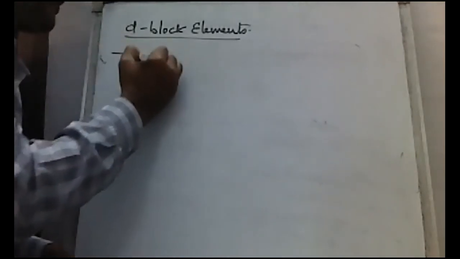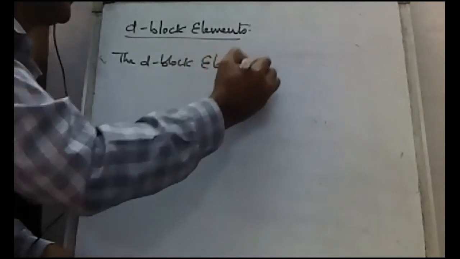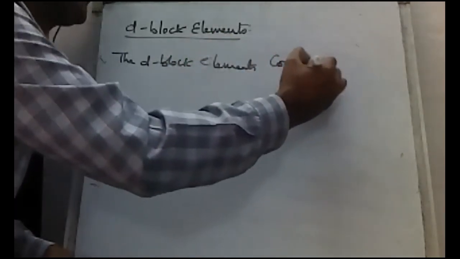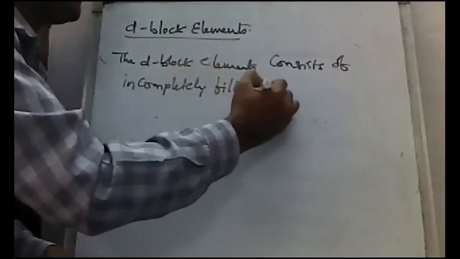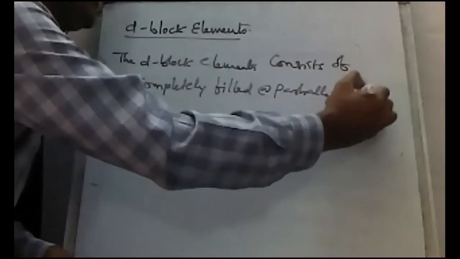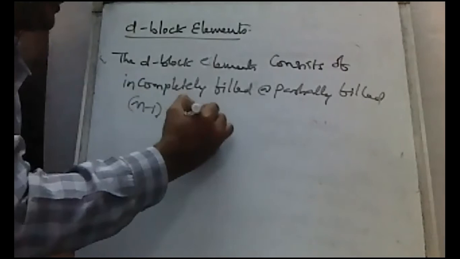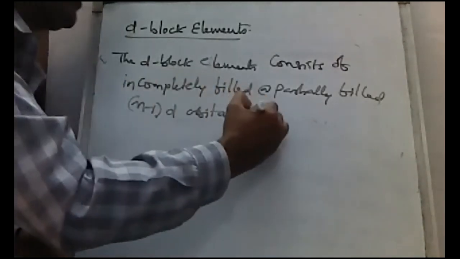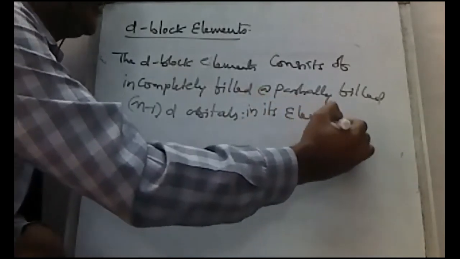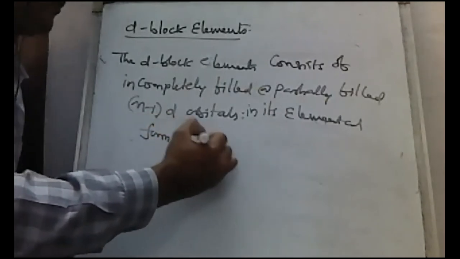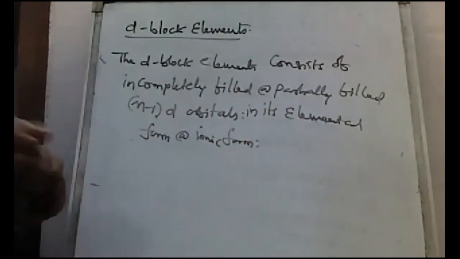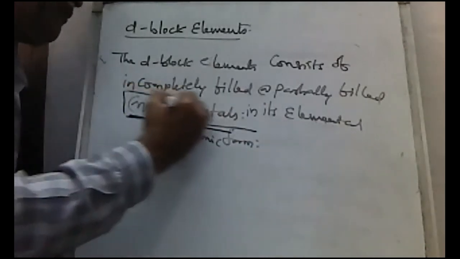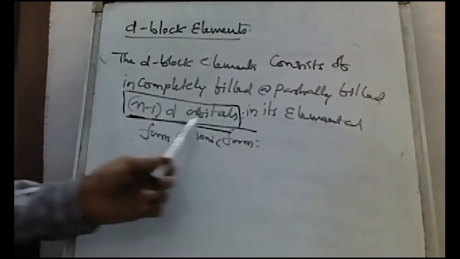Transition elements means the d block elements consisting of incompletely filled or partially filled n minus 1 d orbitals in its elemental form or ionic form. So transition elements means the d block elements consist of incompletely filled or partially filled n minus 1 d orbitals in its elemental form or ionic form.